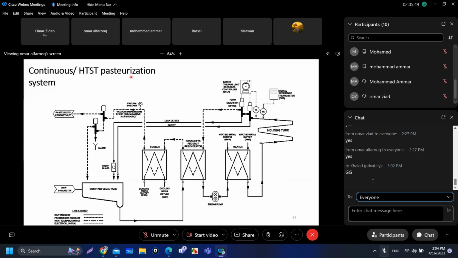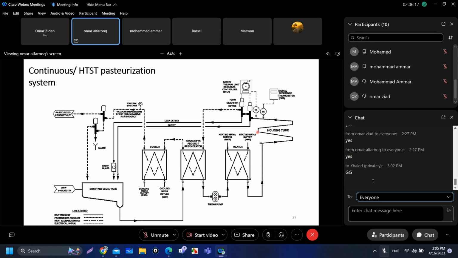Now this is the continuous HTST system. First, milk is introduced to the balance tank, then it will be pumped to the regeneration section. This is a plate and frame heat exchanger. Here we have the cooling section, the regeneration section, and then the heating section. First, it will be introduced to the regeneration section where it will be heated. Then we pump it again to the heating section, where we will complete the heating process.